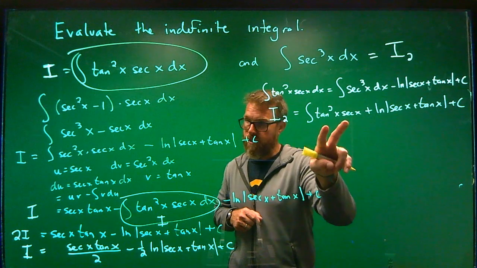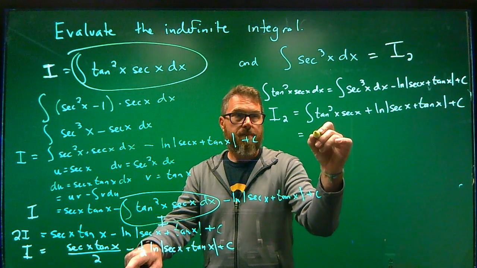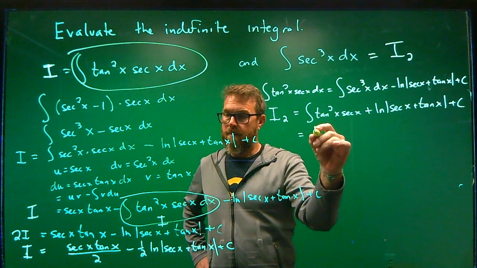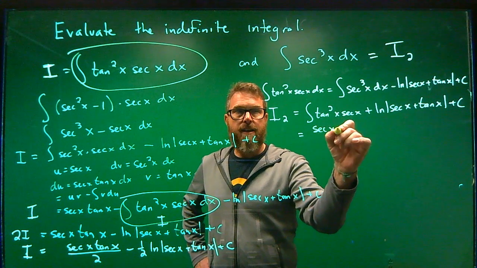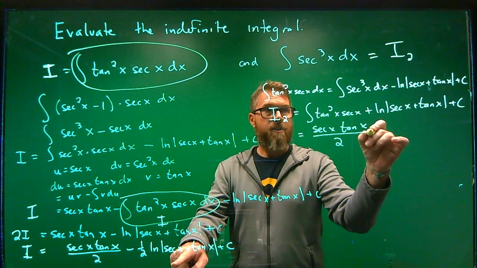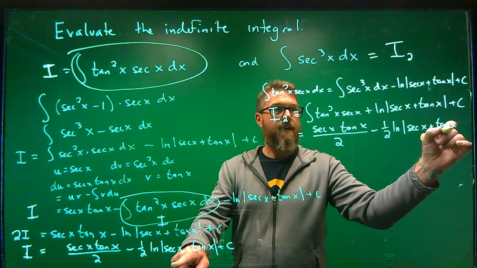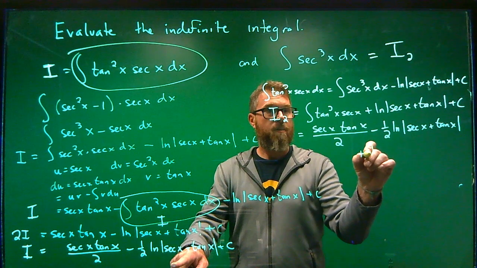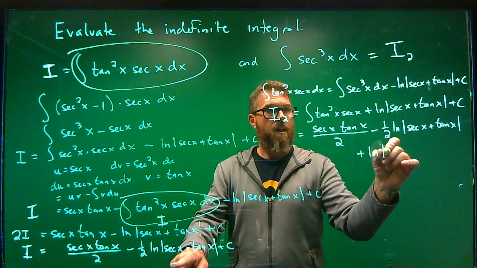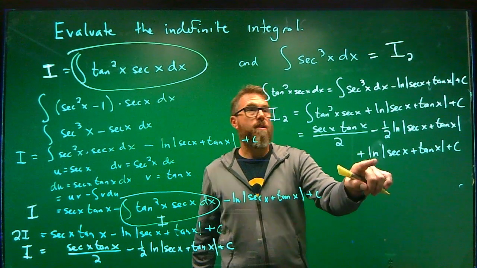Okay, and then again, remember, I know this value. This value is equal to I, so this is equal to the secant of x tangent of x divided by 2 minus 1/2 the natural log of the absolute value of the secant of x plus tangent of x, and I still have plus this natural log of the secant of x plus tangent of x plus c. So negative 1/2 plus 1 is going to be positive 1/2.